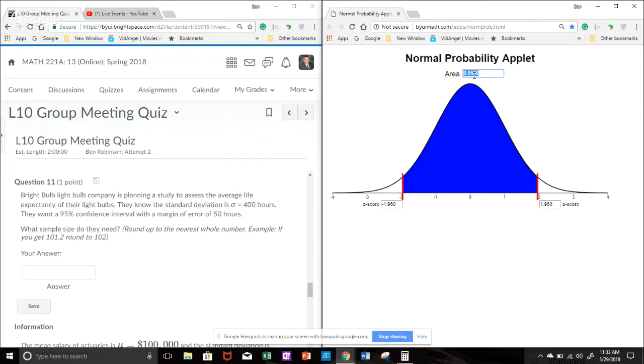Give me just a second while I do the formula. And I get 246. Yep, I get 246 too. I agree.